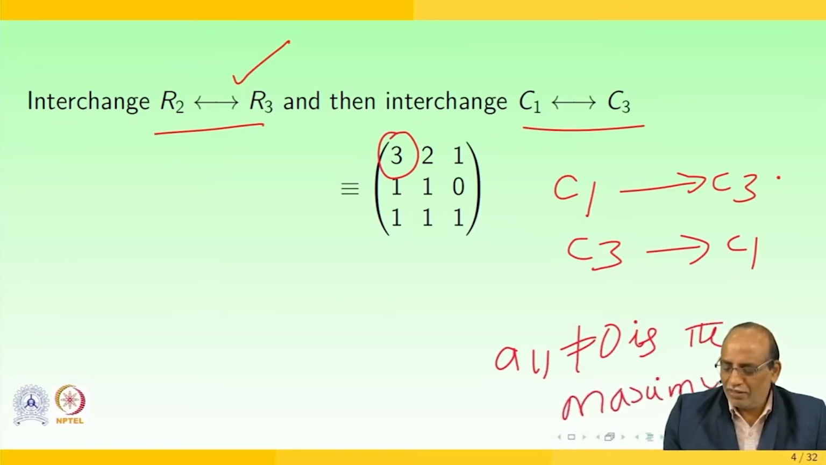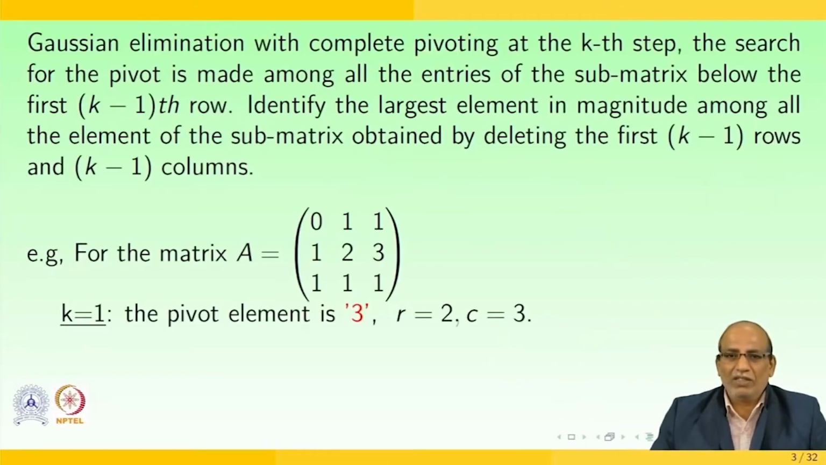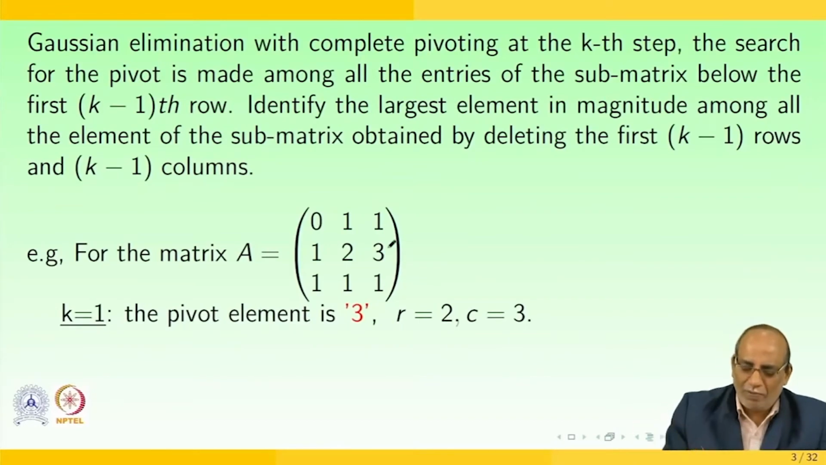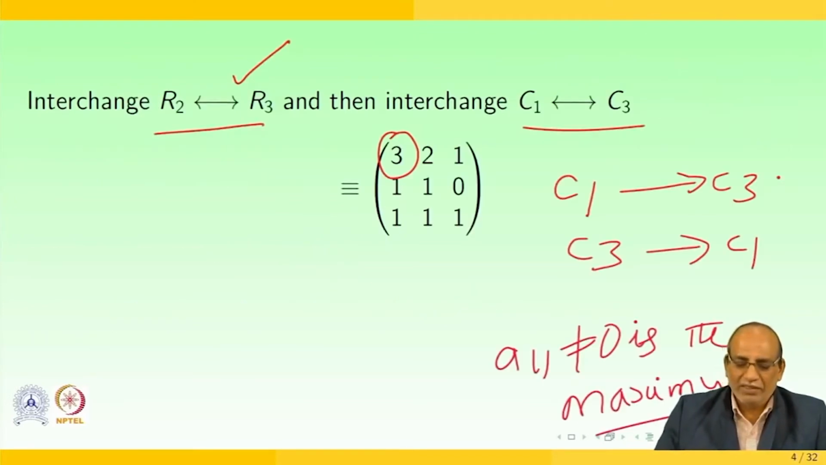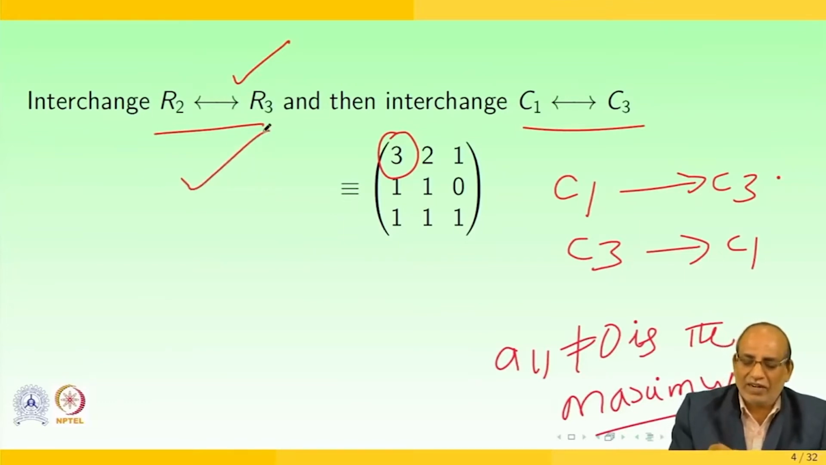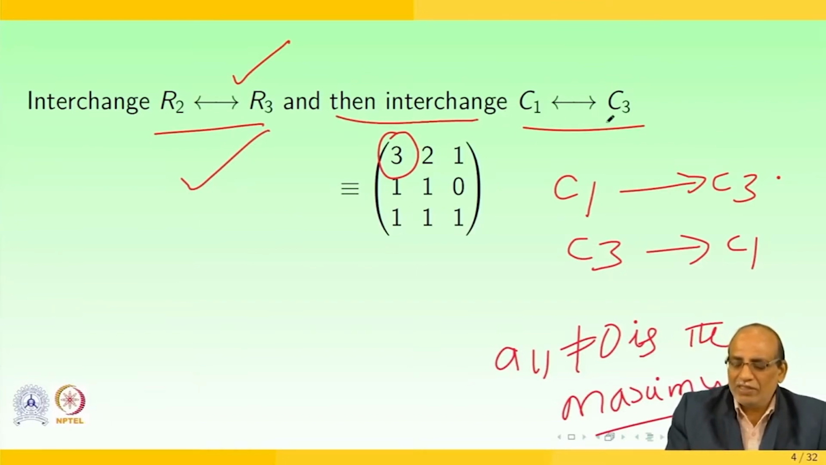Maximum element. So we brought it as the pivotal element. If you look into this matrix, we already pointed out that this is the maximum element. So what I did was, I made the second row the third row and the third row the second row, and at the same time C1 will be replaced by C3 and vice versa.